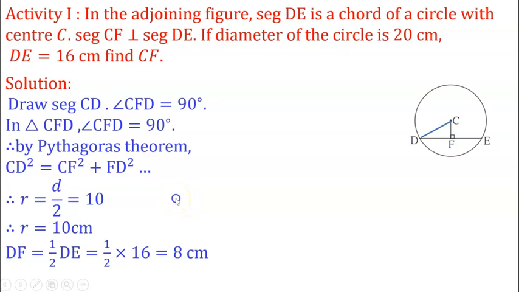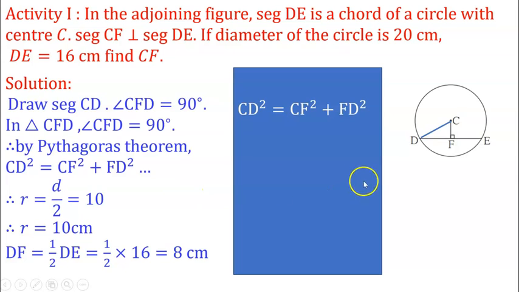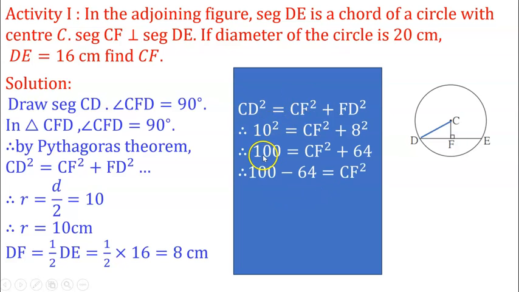This is the AF. Now in right angle triangle AFC, CA square is equal to CF square plus FA square. Substitute the values. 10 square is equal to CF square plus 8 square. 100 is equal to CF square plus 64. Therefore, CF square is equal to 100 minus 64, is equal to 36. Taking the square root, you will get CF is equal to 6 centimeter. And this is the answer. That is, the distance of this chord from the center is equal to 6 centimeter.